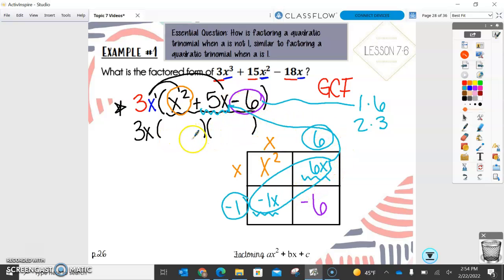So my final factored form will be, I can write either one first, x plus 6 times x minus 1. Your final answer is here at the very bottom. Don't forget to write that GCF that you first took out. By taking that out, it made it much easier to factor, just like we did in lesson 7-5.